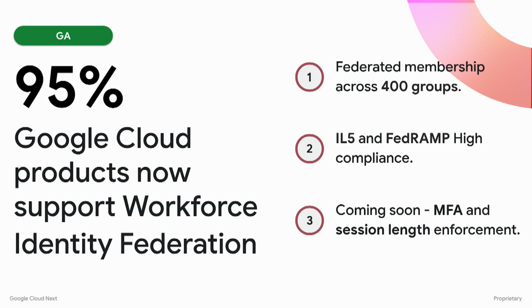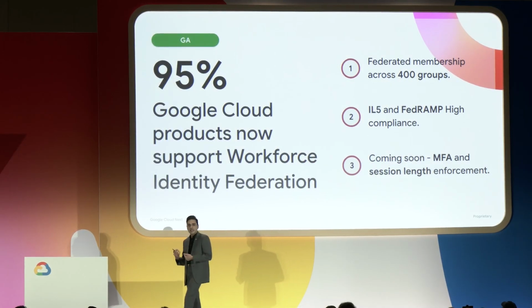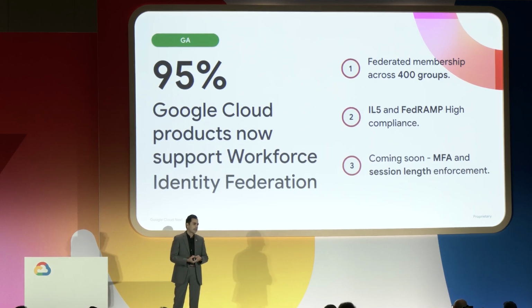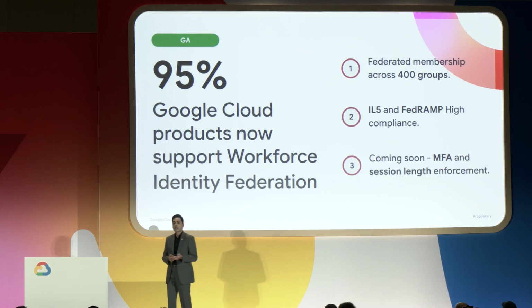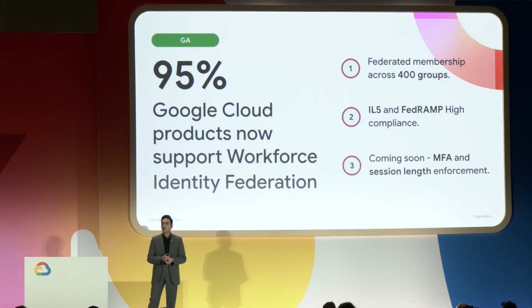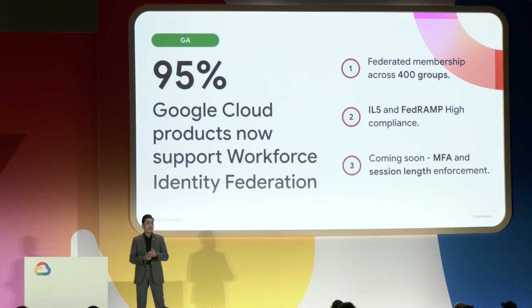Now, the one piece of feedback that customers such as yourselves provided us is, identity federation is great, but unless you support the entire portfolio of Google Cloud products, I can't really use it. So I'm happy to announce that we now cover over 95% of Google Cloud products generally. And the reason I say 95 is because new products get built all the time. And when they're going through various states of preview, they may not already have Workforce Identity Federation support, but any new GA product is required to have Workforce Identity Federation. So over 95% of products already have it. Also, in terms of new features, federated identities can be part of at least, or now 400 group memberships. You also have support for IL5 and FedRAMP. And then coming soon, we are going to enable MFA and session length enforcement for both Cloud Identity and identity federation.